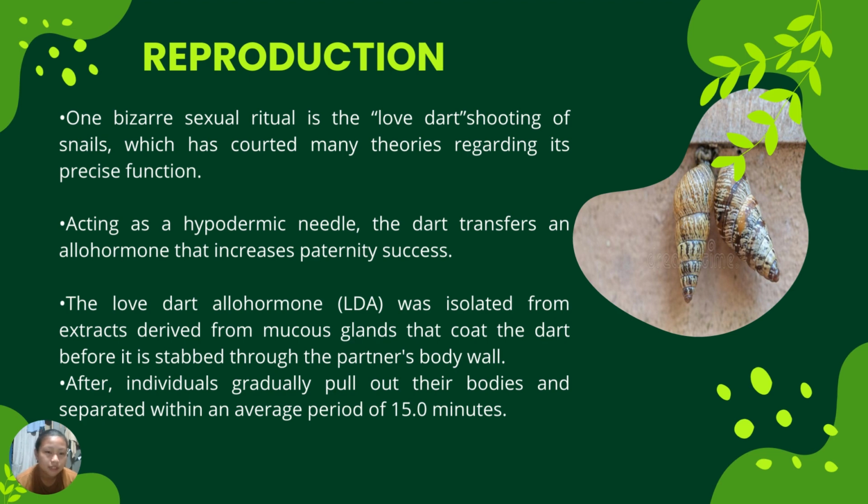One bizarre sexual ritual is the love dart shooting of snails, which has given rise to many theories regarding its precise function. So, what is the love dart? The love dart acts as a hypodermic needle. That dart transfers an allohormone that increases paternity success. The love dart allohormone, or LDA, was isolated from extracts derived from the mucus glands that coat the dart before it is stabbed through the partner's body wall. Afterwards, individuals gradually pull out their bodies and separate within an average period of 15.0 minutes.